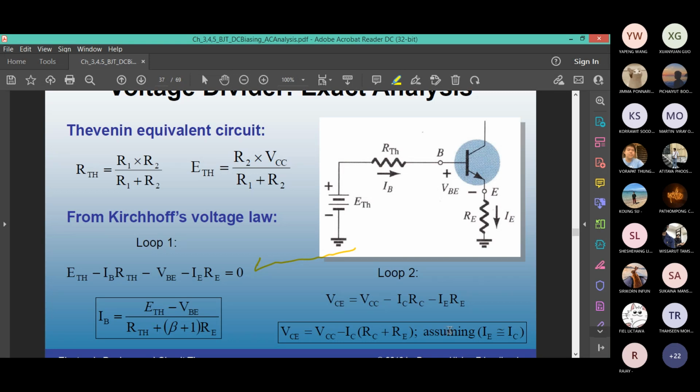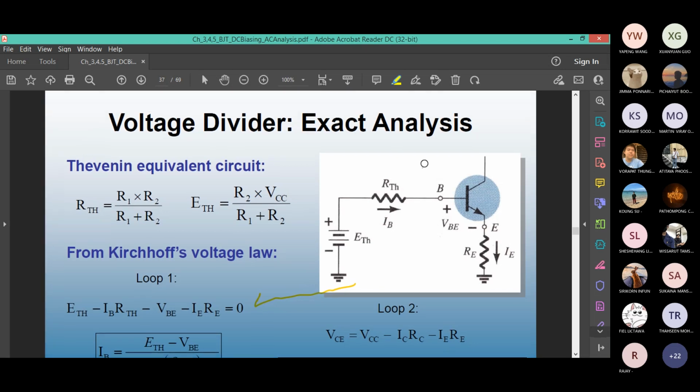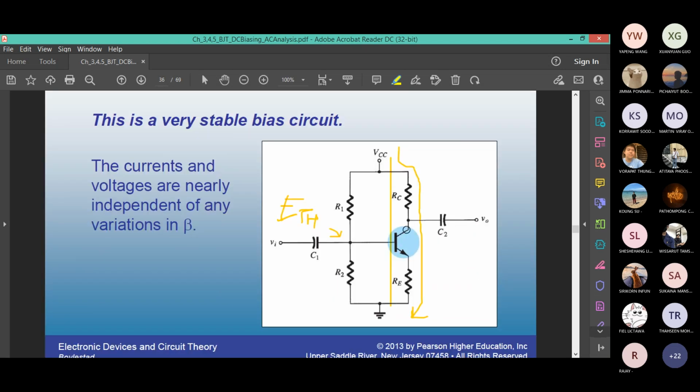Can we move on to the next part? Yes. Right, so teacher, this analysis is called exact analysis or Thevenin analysis. I want to know where do we find like R1 and R2? R1 and R2 in the problem is given. The original circuit is given. Oh, okay. All the values are given. You have to change to Thevenin equivalent resistance.